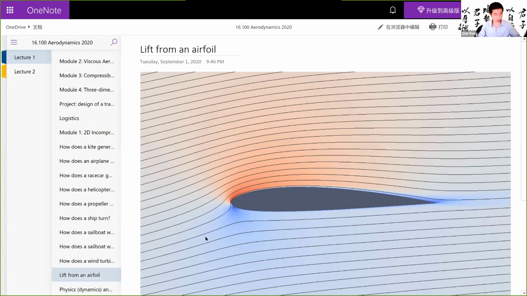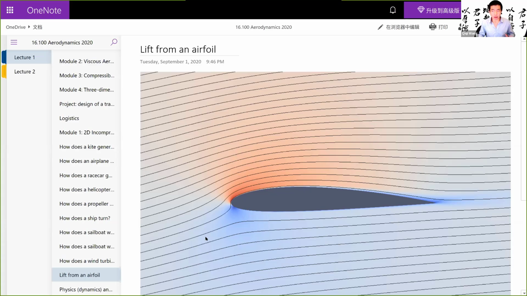So this is what we are going to be focusing on for the first part of this class, module 1, is how does an airfoil generate lift, which is really the single most useful thing we have invented, right, to control and manipulate air and have air work for us. So, lift from an airfoil.